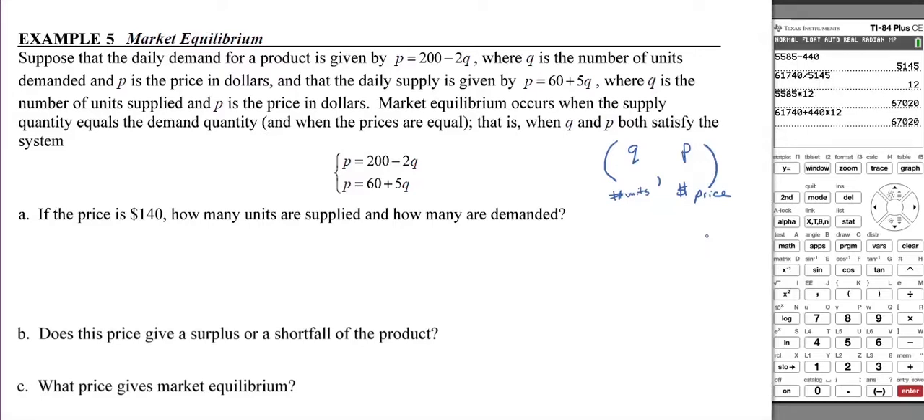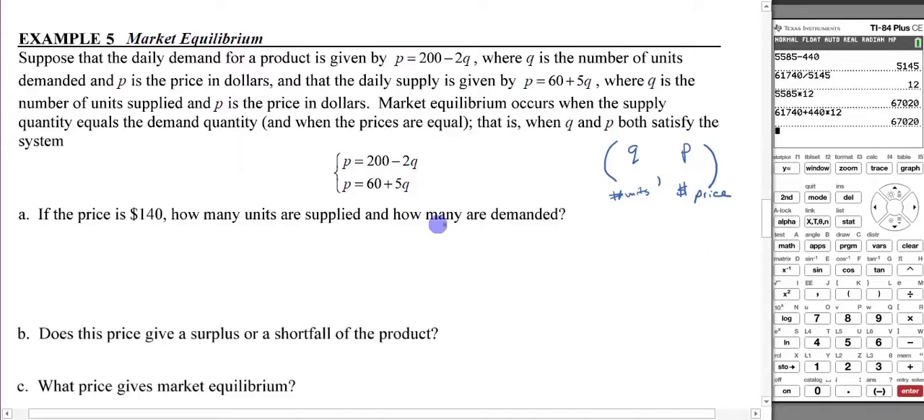Market equilibrium occurs when the supply quantity equals the demand quantity and when the prices are equal. That is, when Q and P both satisfy this system. P equals 200 minus 2Q and P equals 60 plus 5Q. If the price is $140, how many units are supplied and how many are demanded?